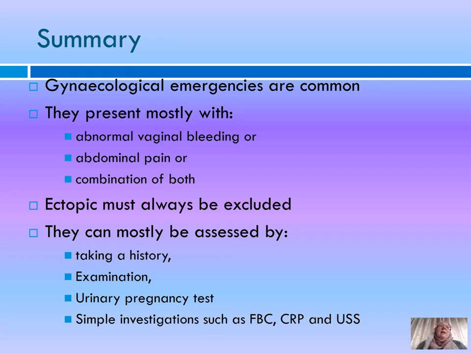So in summary, gynecological emergencies are common. They present mostly with abnormal vaginal bleeding or abdominal pain, or a combination of both of these symptoms. An ectopic pregnancy must always be excluded, and they can mostly be assessed with the help of taking a good history, examination, urinary pregnancy test, and simple investigations such as full blood count, CRP, and transvaginal ultrasound scans.